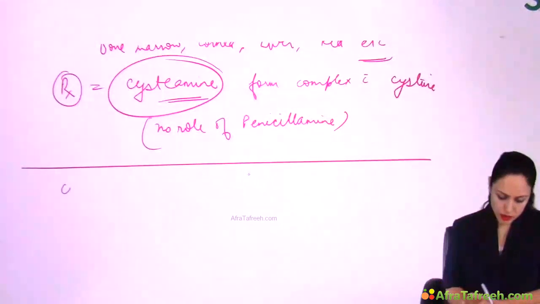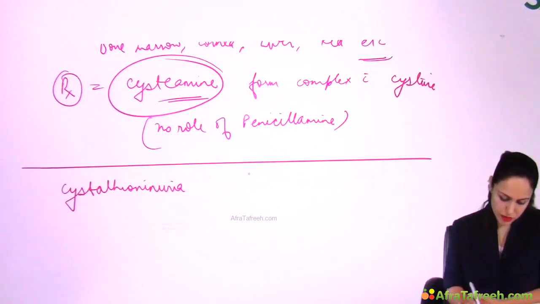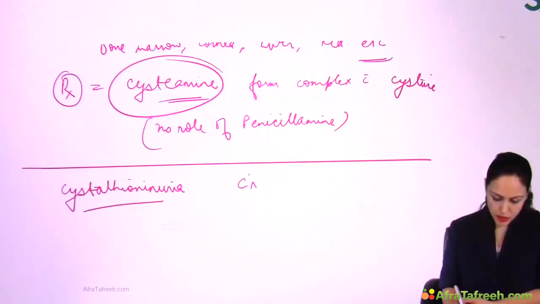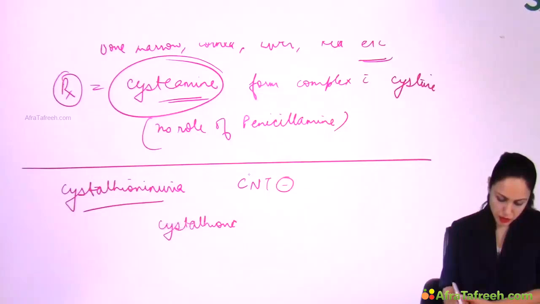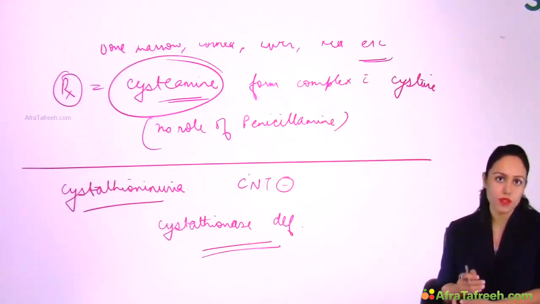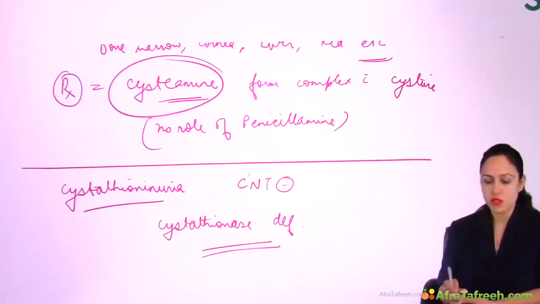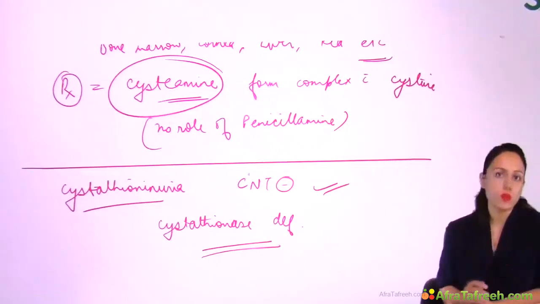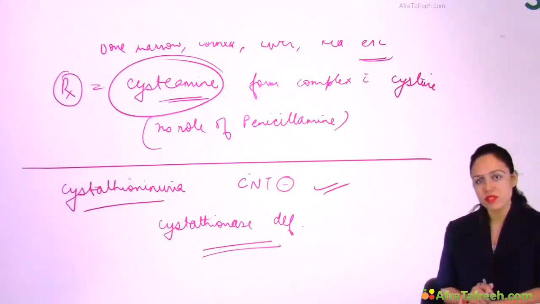Now the next one is cystathionuria. Here the cyanide nitroprusside test is negative, and here it is a deficiency of the enzyme cystathionase. So cystathionine is accumulated, not homocysteine or cysteine. That's why the cyanide nitroprusside test is negative in these patients. This is it with sulfur containing amino acid metabolism.